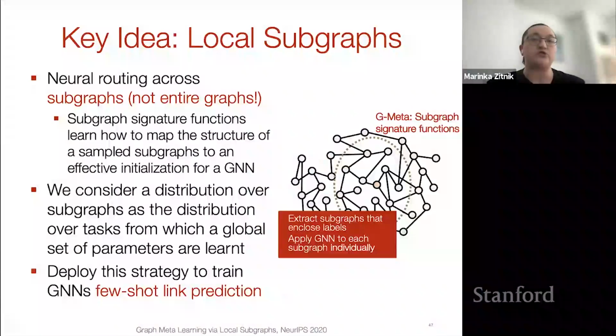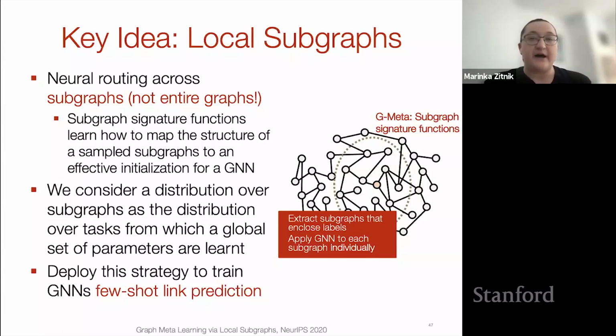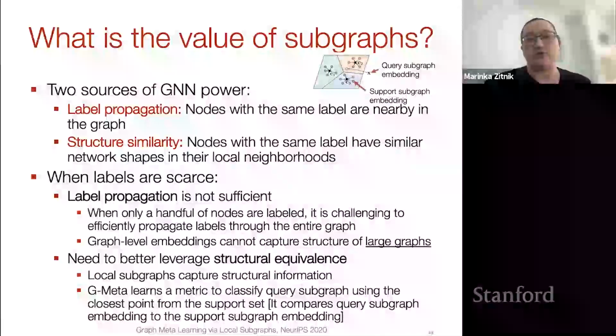So the key idea that GMeta uses to solve the few-shot learning problem on graphs is that it will specify a signature function for each learning task. That signature function will be defined based on the structure of subgraphs that encompass labeled examples in each task. Those subgraph signature functions will learn how to map the structure of sampled subgraphs representing a task and effectively serve as initialization for a GNN. So extracting subgraphs that enclose labeled examples and then applying a GNN to each subgraph individually is an effective strategy for doing few-shot learning.